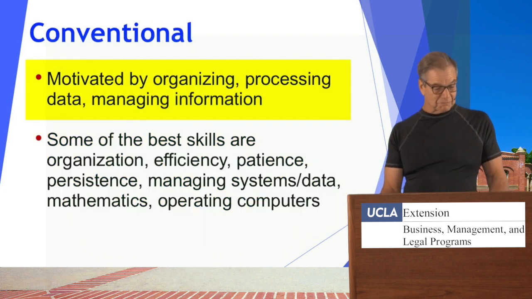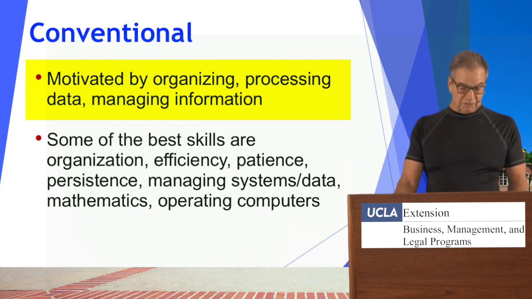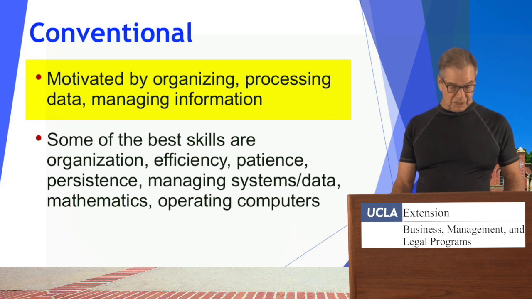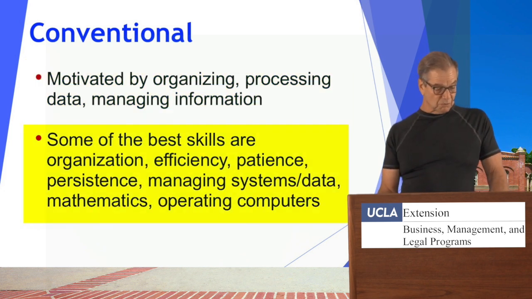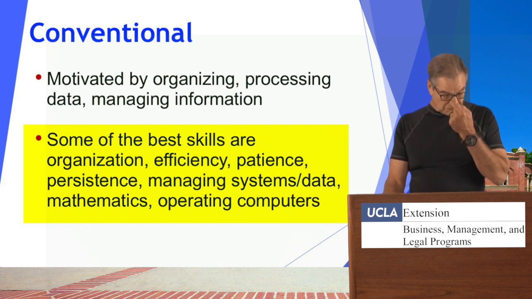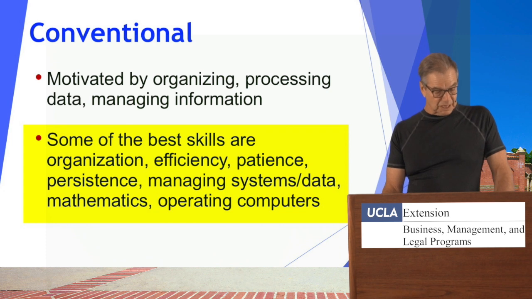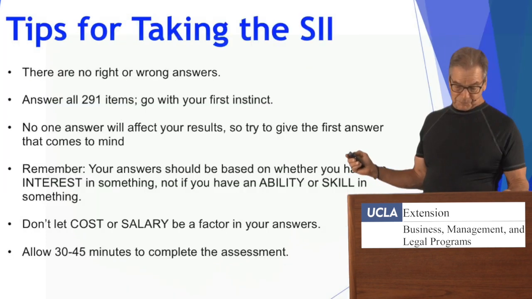Oh, excuse me. Okay, this is last. And then conventional people are motivated by organization, processing data, managing information. People who prefer conventional, their best skills are organizational, efficiency, patience, persistence, management, systems, data, mathematics, and operating computers.